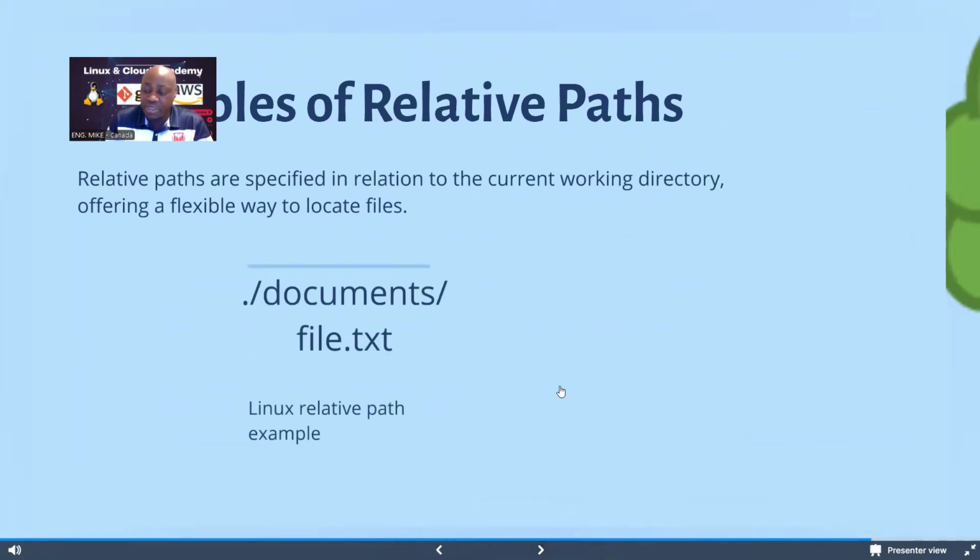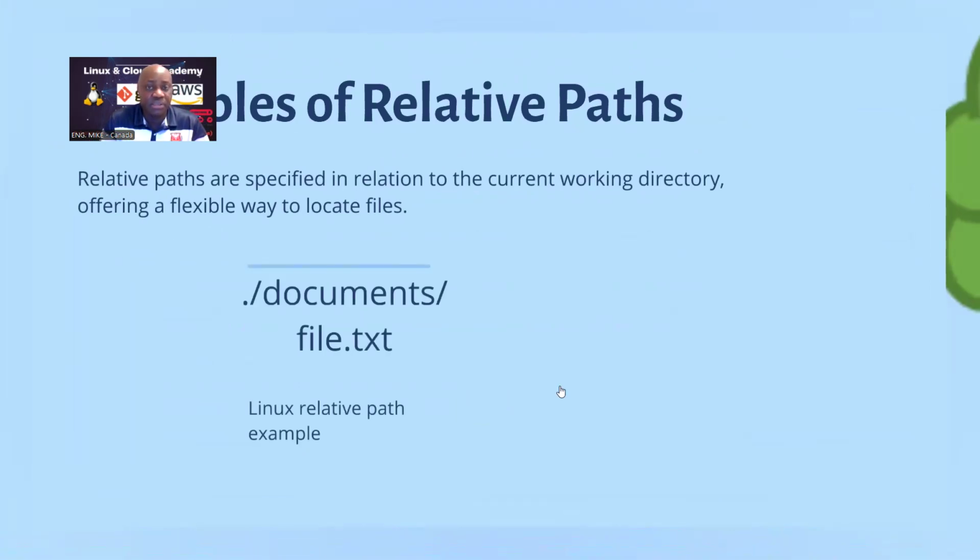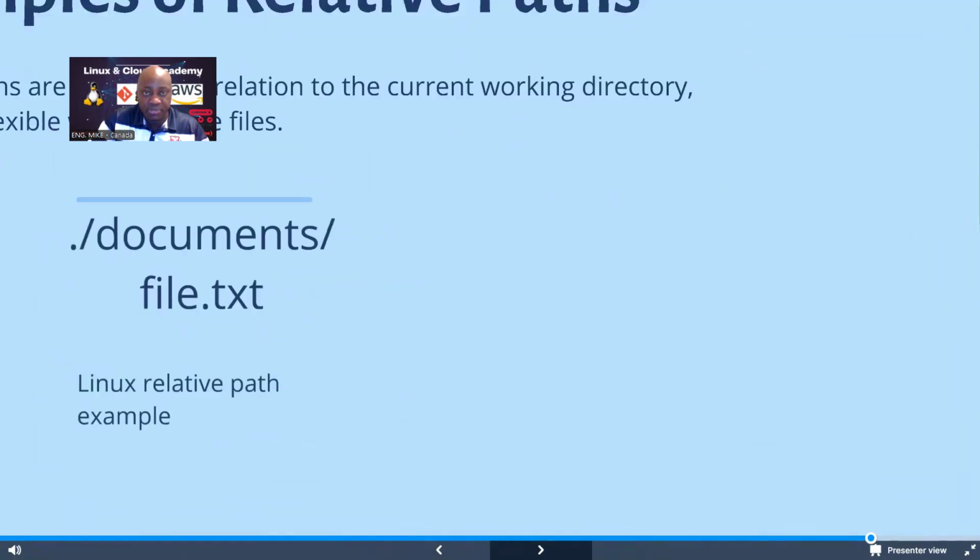So in the Linux environment, if you say ./documents/file.txt, it means the dot there is your current working directory, and /documents means that in the documents directory, you have a file inside which is called file.txt. We will be in the command line to see all of this in a few minutes.